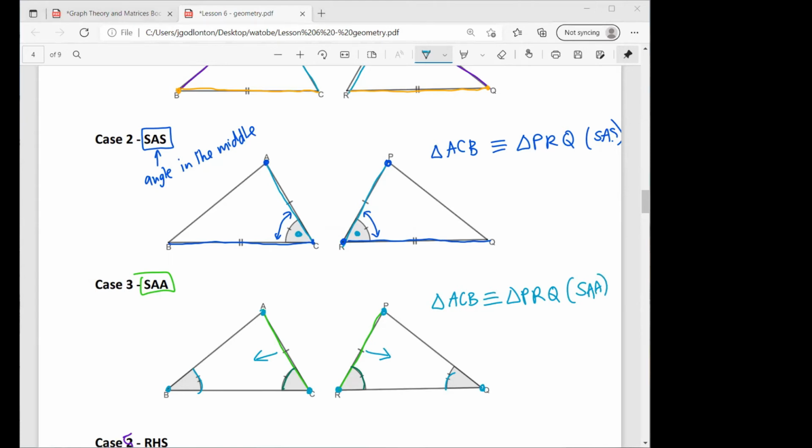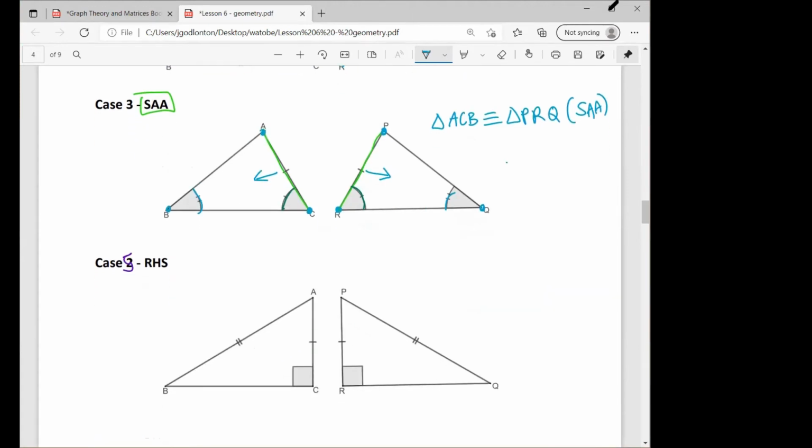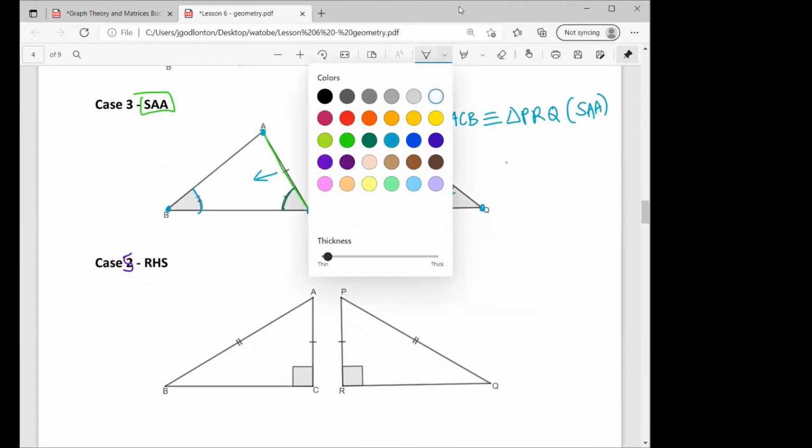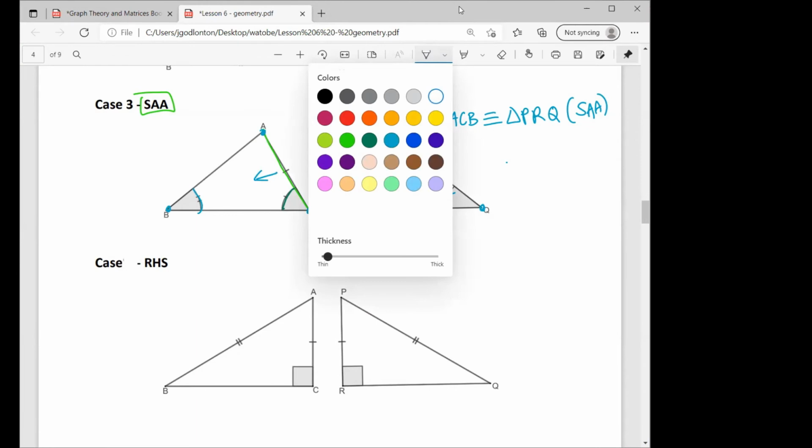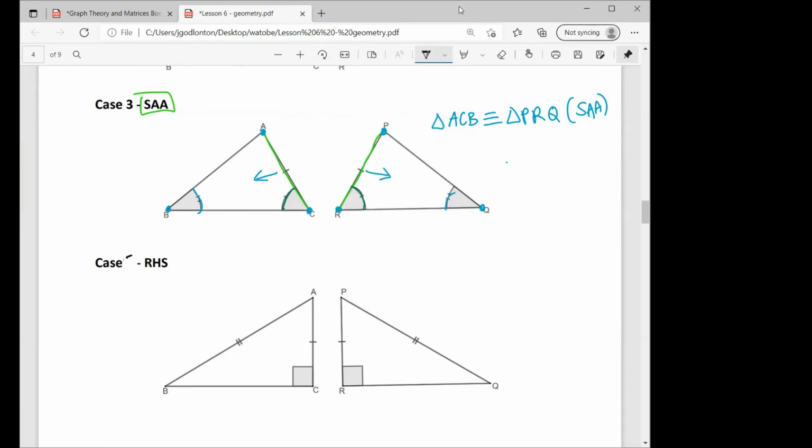Next, we are going to look at the last one, which is RHS. Let me quickly fix this. It was me being silly. Oh, why am I saying case 3?